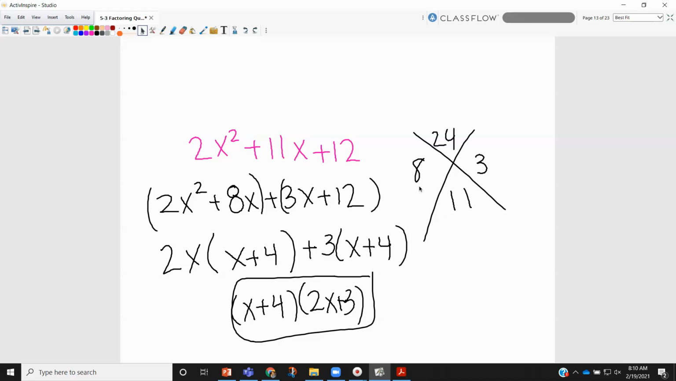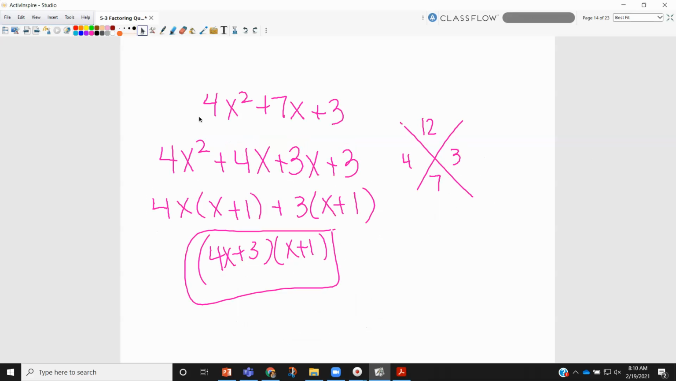Okay, so letter A in the lesson check. You have 2x squared plus 11x plus 12. So that factors as 2x plus 3, x plus 4. You should have noticed that your magic x gave you 8 and 3. You factored by grouping and got your 2x plus 3, x plus 4.